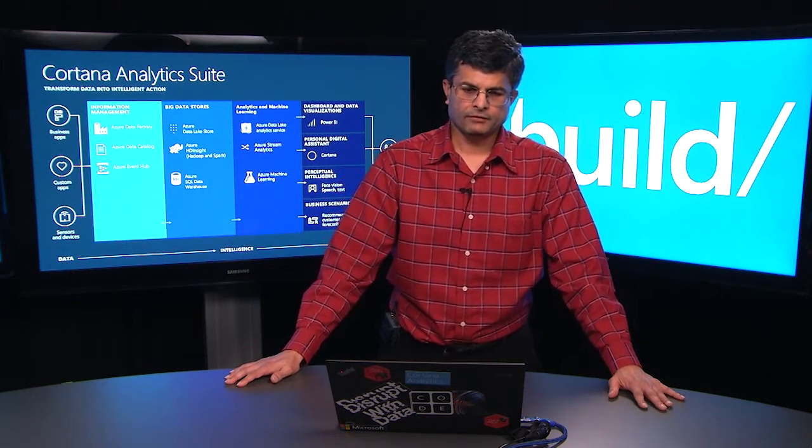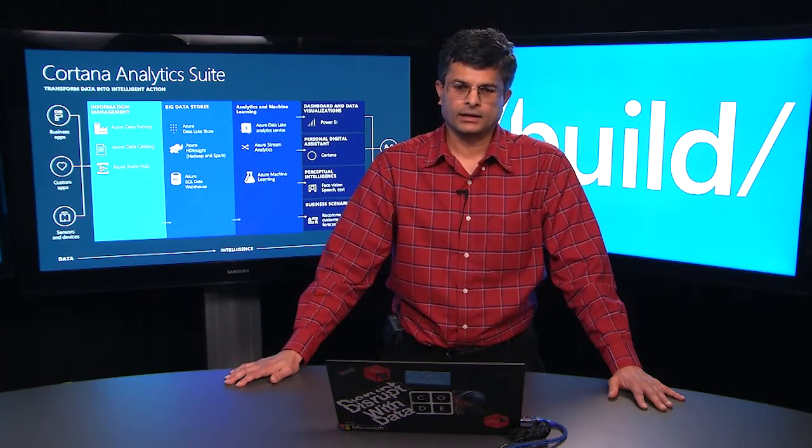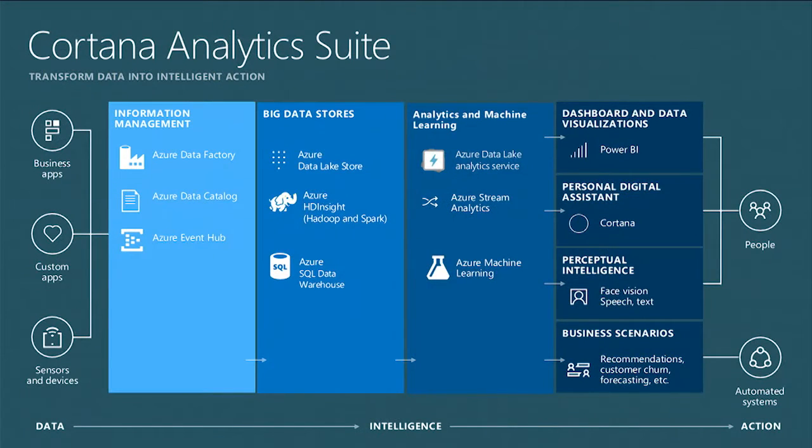Once you have the data within your big data store, the next step would be to use analytics and machine learning products. This is where we have products like Azure Machine Learning, which can process your data and run machine learning algorithms on the data. If you have streaming data, you use Azure Stream Analytics to bring in the data and analyze it in real time. And Azure Data Lake Analytics allows you to query using a SQL-like language on the Azure Data Lake Store.